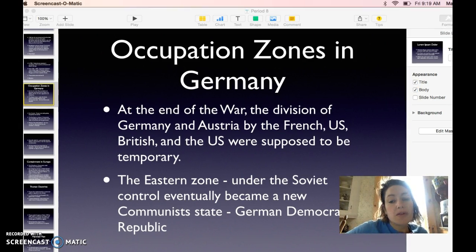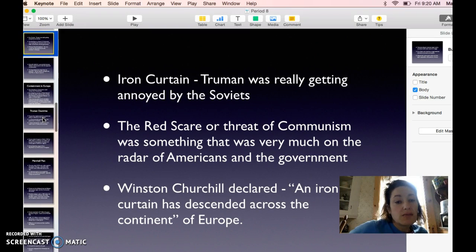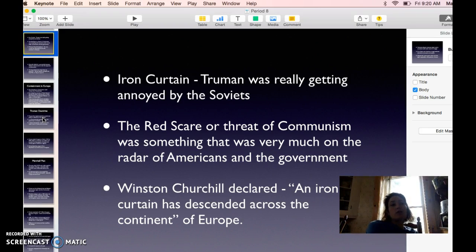But at the end of the war, the division of Germany and Austria by the French, US, and British was supposed to essentially only be temporary. However, in the Eastern Zone, which was under Soviet control, eventually this becomes a new communist state known as the German Democratic Republic. So this is essentially when we see the Iron Curtain, or this Soviet communist regime, slowly start to descend, as Winston Churchill says, across the continent.